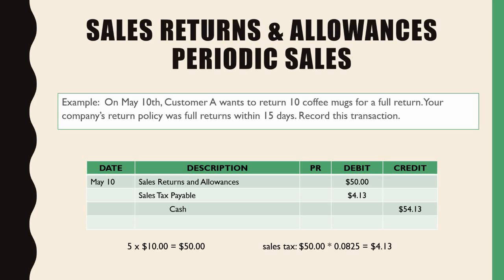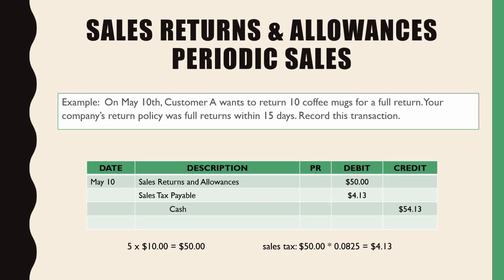Now, sales tax is based off of the amount that you have sold. If I'm refunding $50, I need to calculate the tax percentage on those $50 to give them back their tax. 50 times 8.25% gives you $4.125, which we're going to round to 13 cents. Therefore, since customer A paid us with cash, we're going to give them $54.13 back.